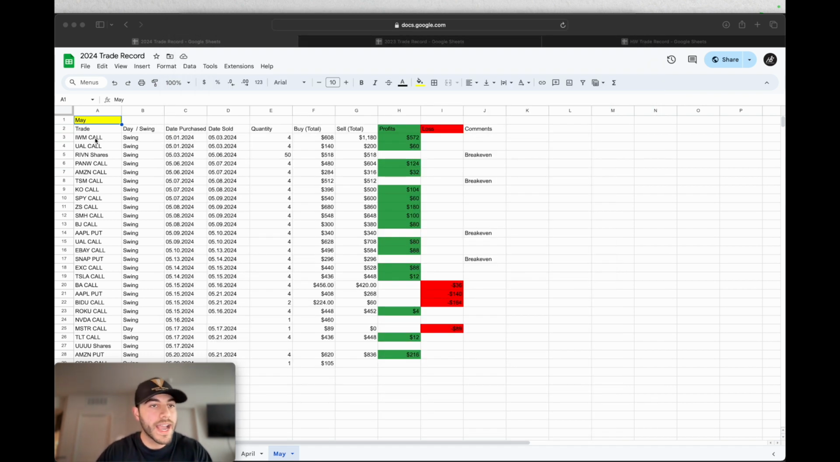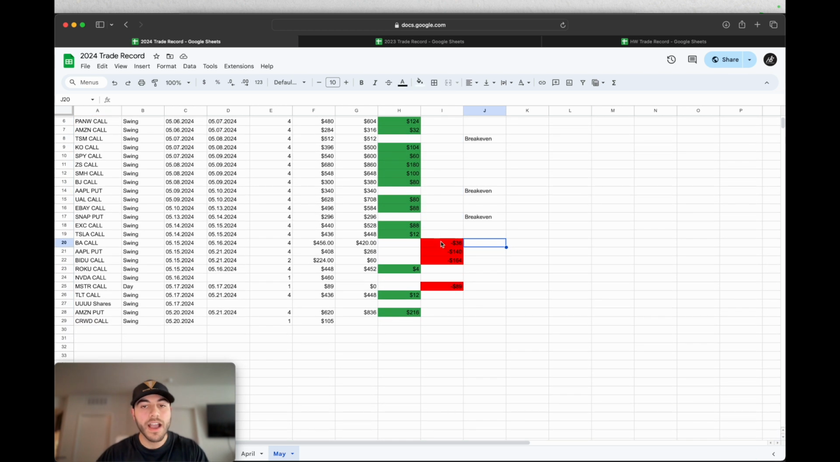So of course, we have the option contract that we took. We have what kind of trade it was, the date purchased and the date sold. You can see we held this for 2 days. How many we bought, how much we bought it for, and how much we sold it for. For May, we are up about $1,300, close to $1,400 so far from our trades.